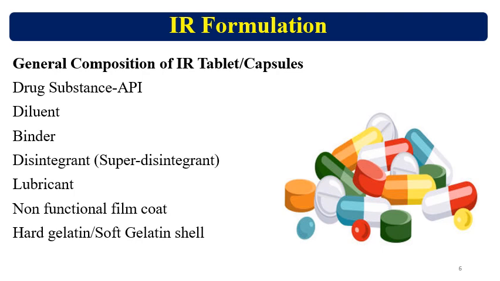If the formulation is a hard gelatin capsule, then the blend is prepared and filled into the hard gelatin capsule shell. If it is a soft gelatin capsule, then the liquid medicament is prepared and filled in the soft gelatin shell. In IR formulations, disintegration is very important, and to have rapid disintegration of the tablet, capsule, or granules, super disintegrants are used.